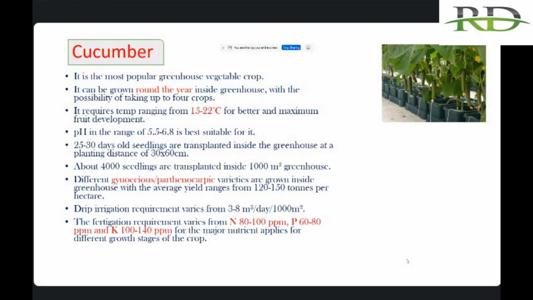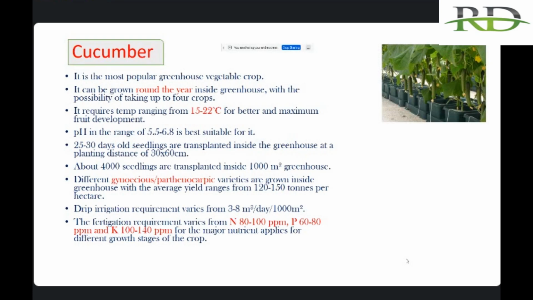This is one of the most popularly grown greenhouse vegetable crops. Cucumber can be grown year-round, okay? It ideally requires a temperature of 15 to 22 degrees centigrade for better and maximum fruit development. The ideal pH should be around 5.5 to 6.8. And in 100 meters of greenhouse, 400 seedlings are planted.